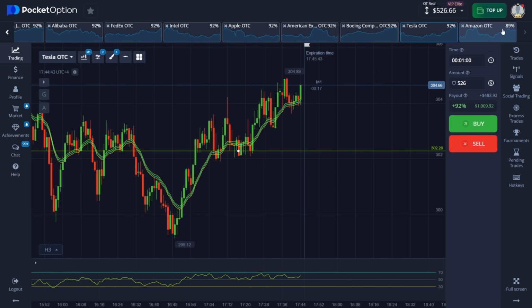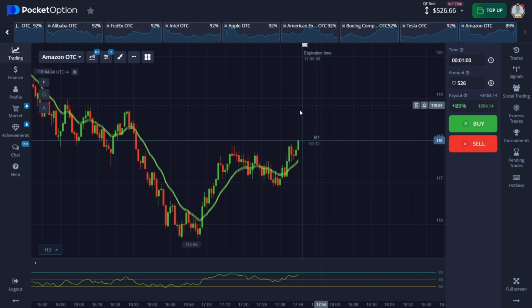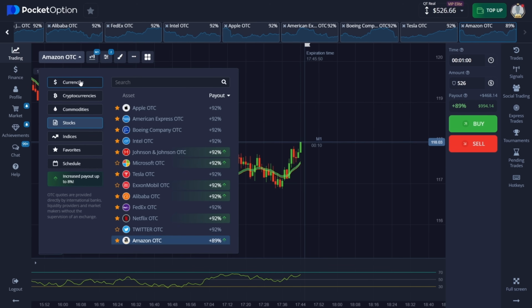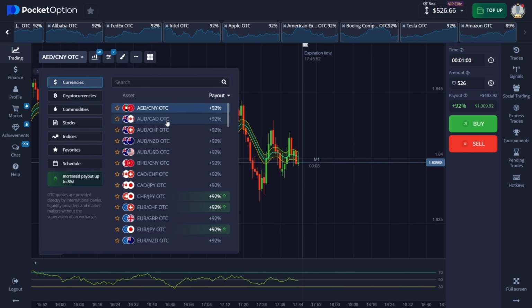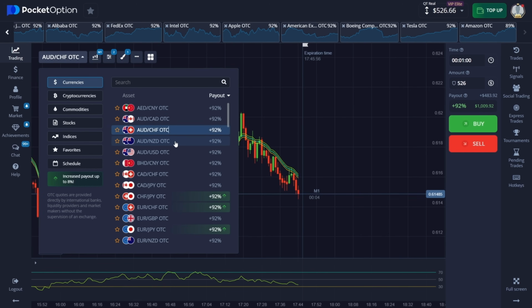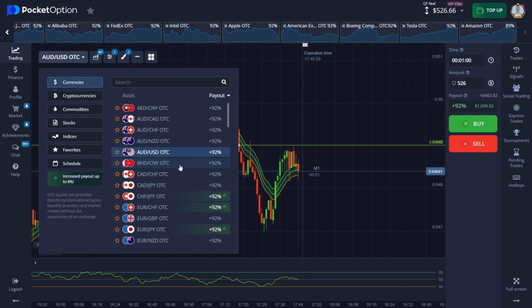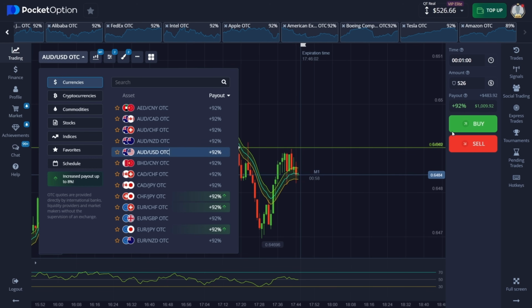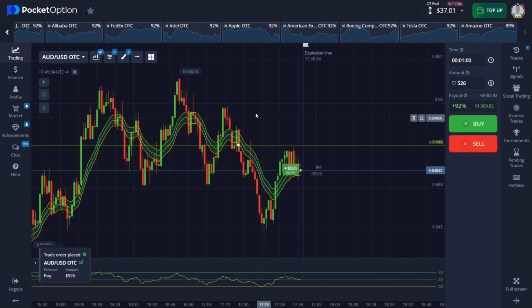The candle turned into a green one, so we'll avoid that. Let's look for a trade on currency pairs. On odd USD, we have a trade for the upside.